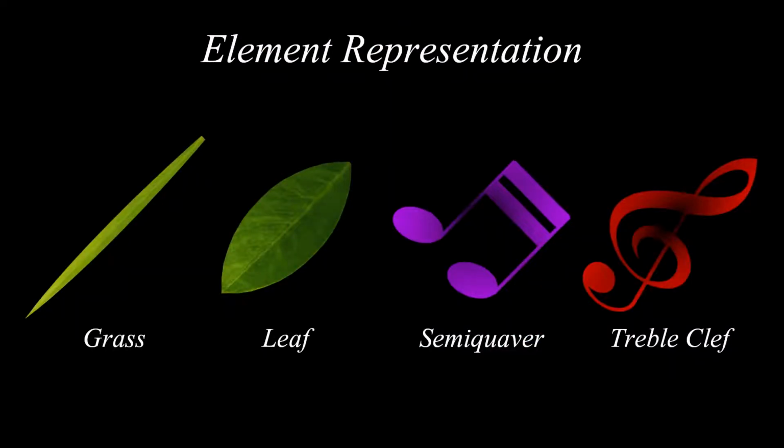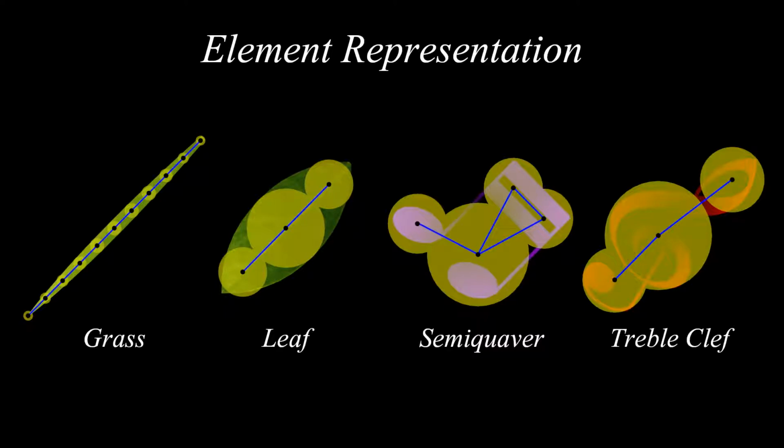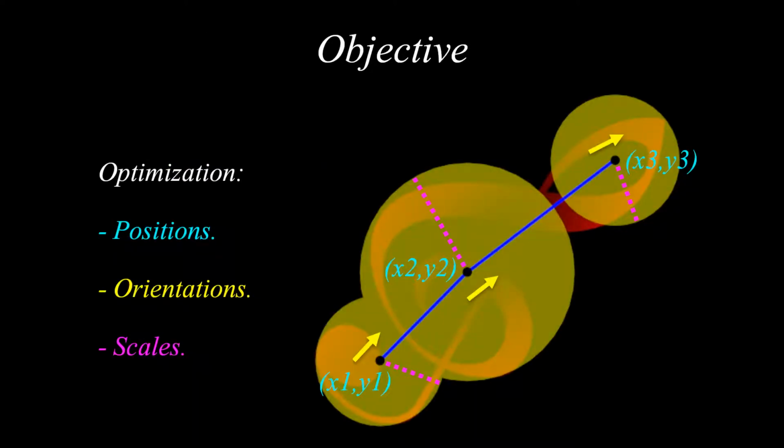Now let me talk about our approach. To handle elements with varying anisotropy and deformability, we represent each element by a set of weighted samples and graphs. To synthesize these elements, we need to compute three main aspects: their positions, orientations and scales. Now I will describe how to distribute, orient and resize elements.